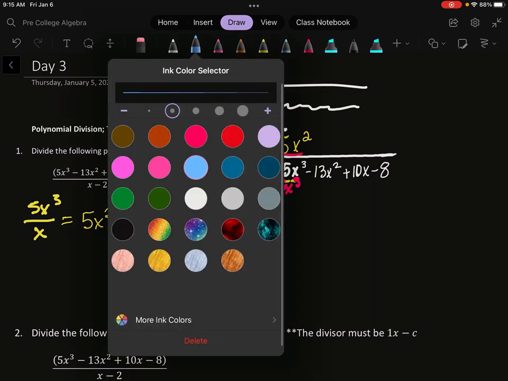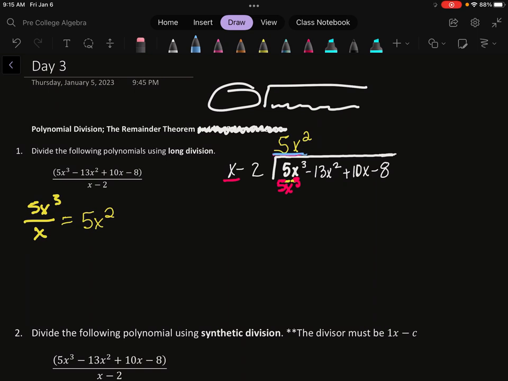But I also then have to do 5x squared times negative 2, which is negative 10x squared. Okay, so just like that.